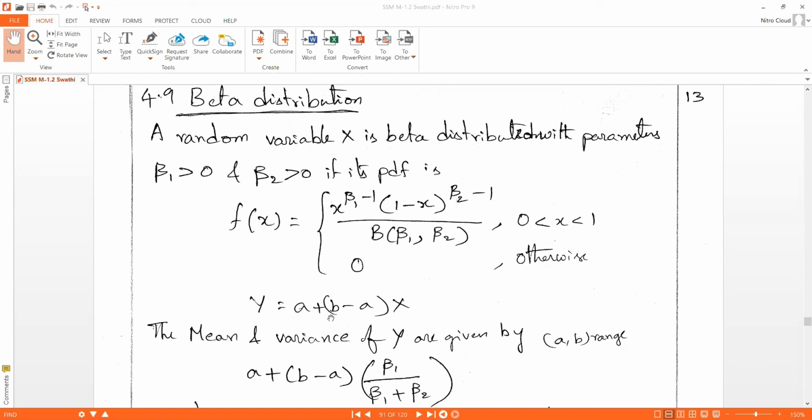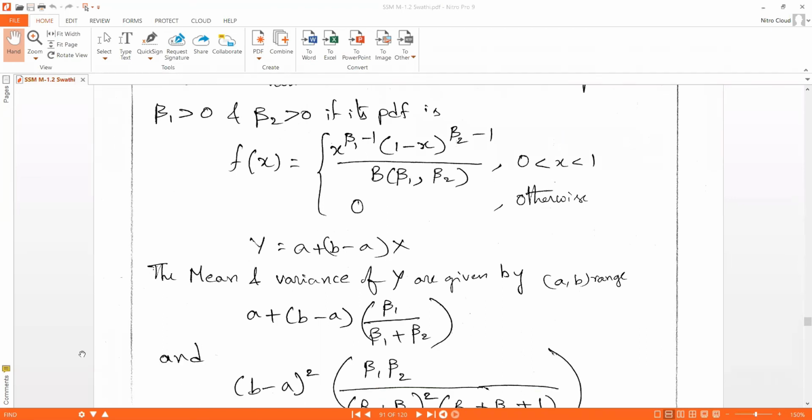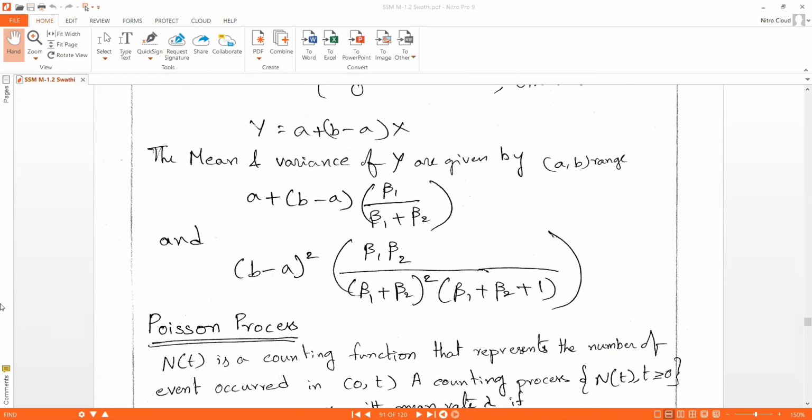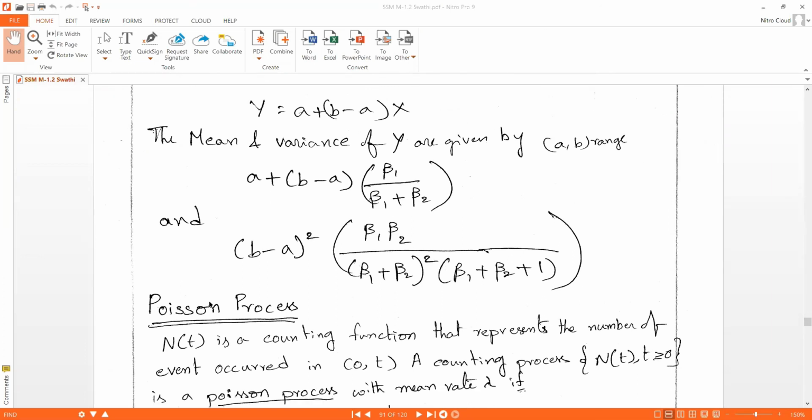Okay, y equal to a plus b minus a into x, where mean and variance of y in the range of a comma b is given by a plus b minus a into beta 1 divided by beta 1 plus beta 2. That is the mean. Variance is b minus a whole square into beta 1 into beta 2 divided by beta 1 plus beta 2 whole square into beta 1 plus beta 2 plus 1. That is variance. Okay, variance for beta distribution.